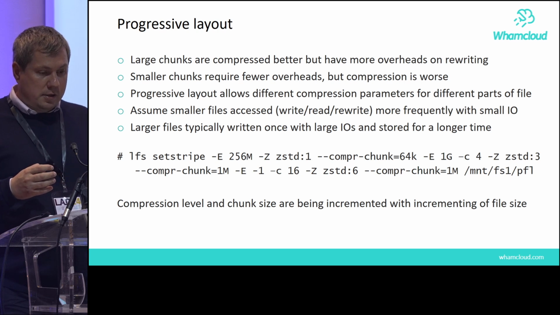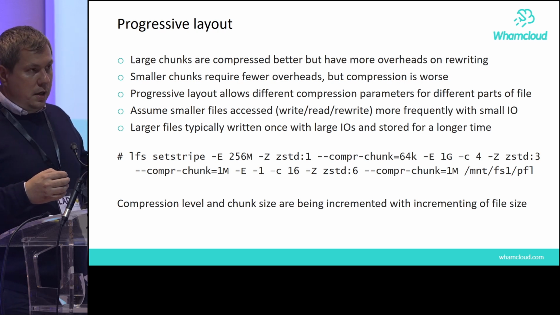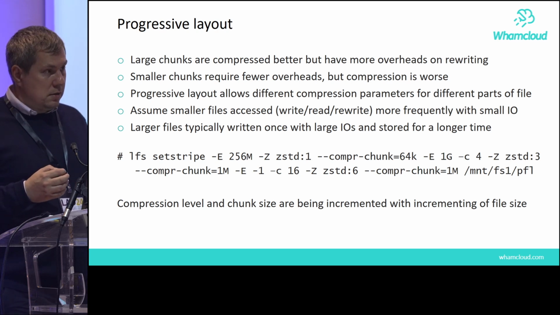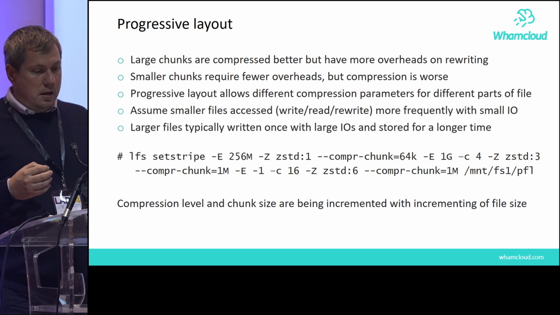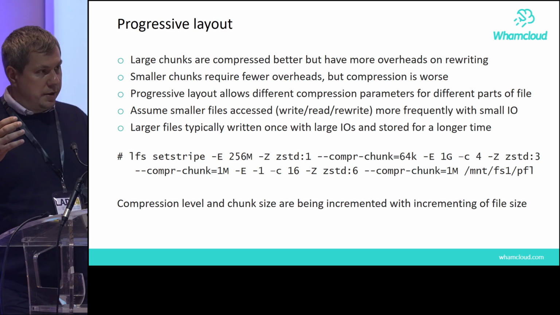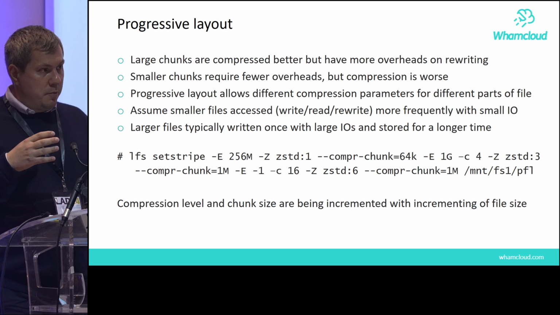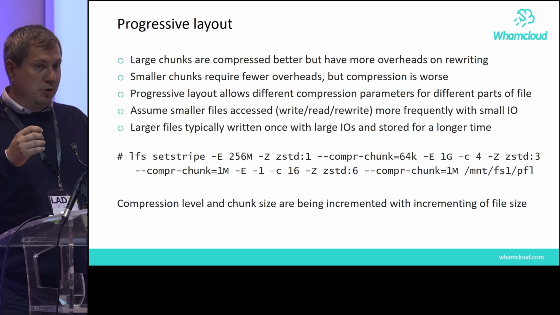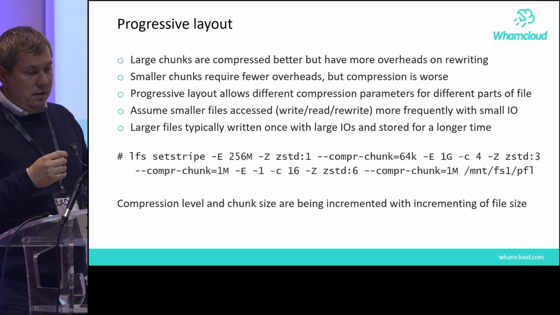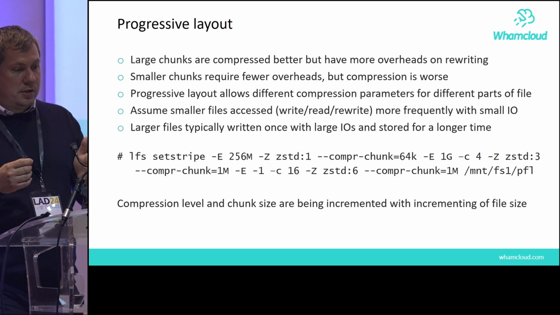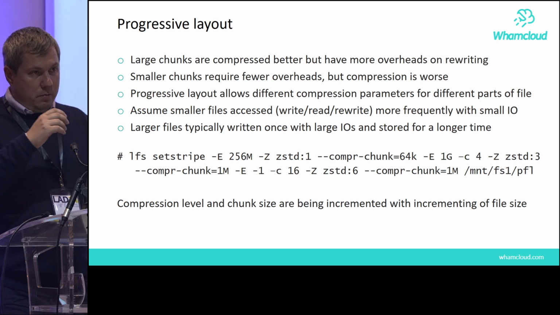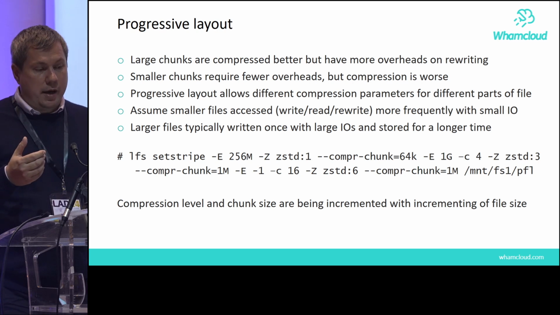Also, it is important that we change not only the algorithm and level of compression, but also the chunk size, because the larger the chunk we use, the better data is compressed, but there is more overhead when we try to rewrite part of this chunk. So here we use a 64 kilobyte chunk for a small file, and then when it becomes bigger, we increase the chunk size to 1 megabyte.